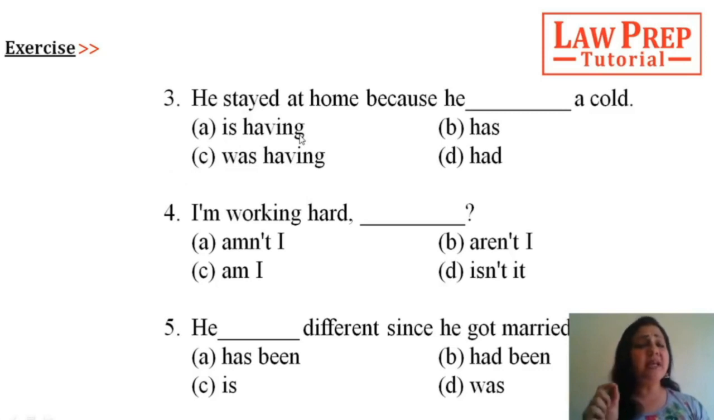See, the first thing I do is cross out the answers which are not applicable. I cannot have "has" because both of them are present forms. Now I have two past tense options here. He stayed at home because he had a cold. He stayed at home because he was having a cold.